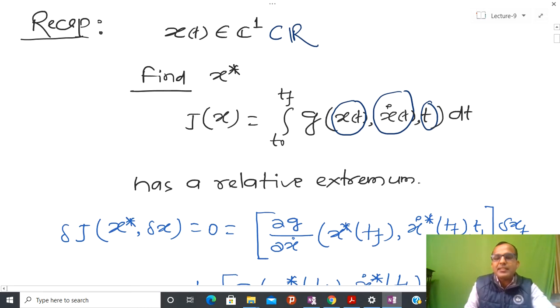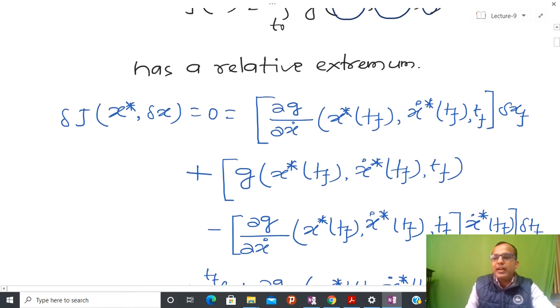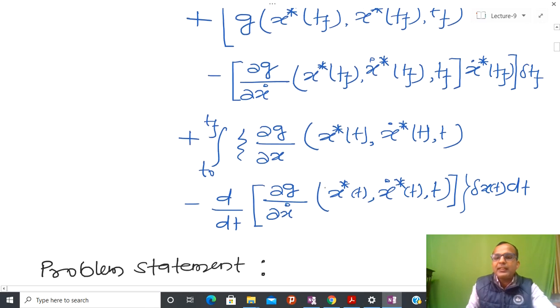So in the simple case, t0 and tf are both fixed, and x(t0) and x(tf) are both fixed. At that time, I simply substitute delta xf and delta tf both equal to 0, so these two terms do not come into the picture. Then, to solve this variational problem, we just put the term inside the integral equal to 0, using the fundamental lemma of the calculus of variations. And this equation is nothing but the Euler equation.